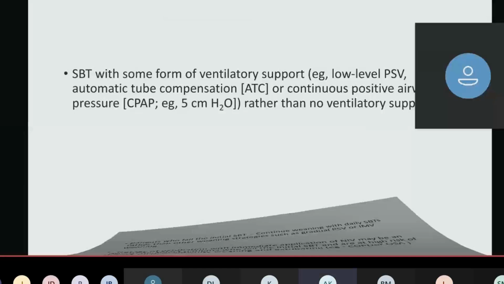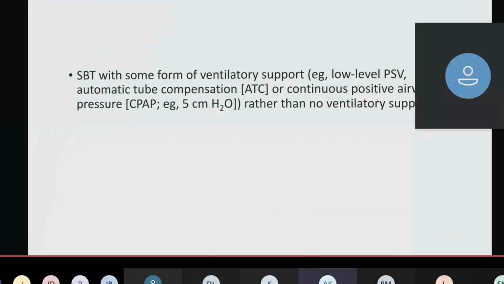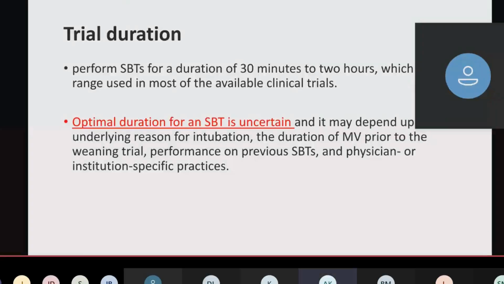So basically, SBT is nothing but some form of ventilatory support, low level pressure support with some tube compensation along with a continuous positive pressure, rather than no ventilatory support. So what should be your ideal SBT duration? How much time do you want to perform? Ideally, spontaneous breathing trials can be performed up to 30 minutes to 2 hours.